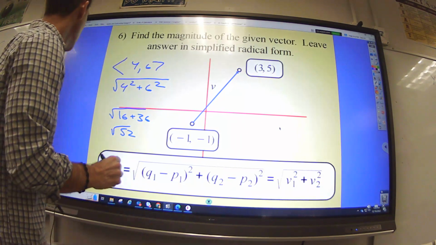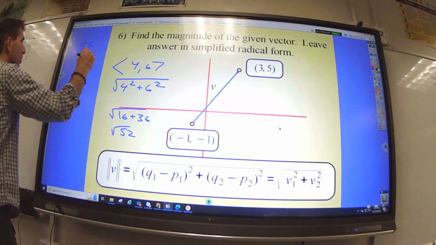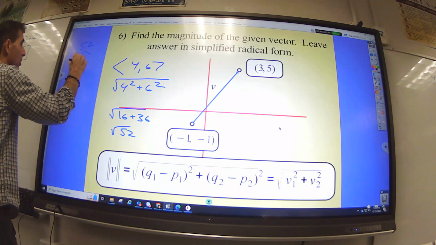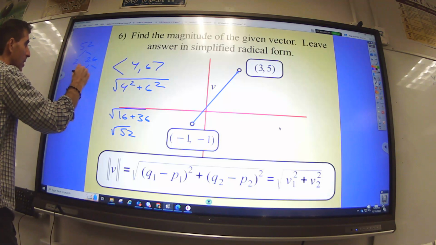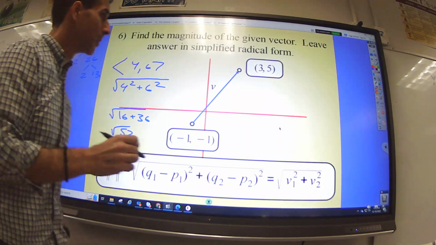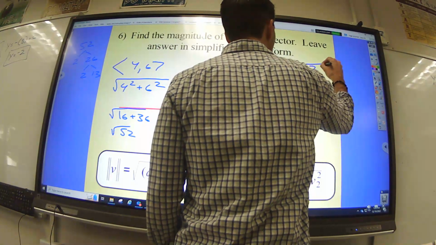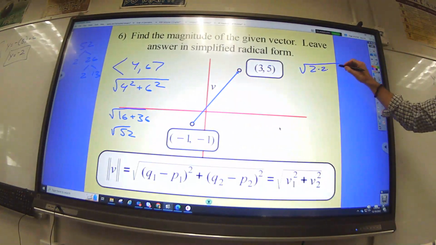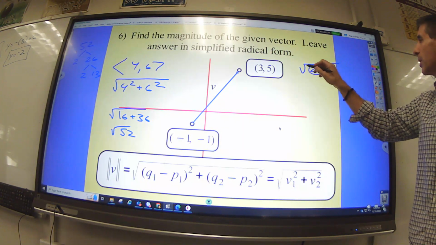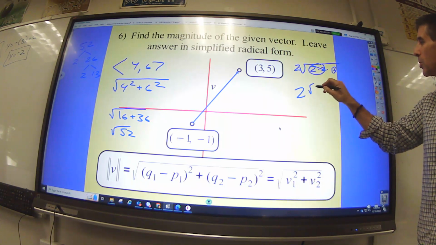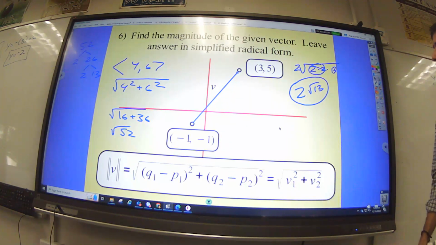Now let's find the simplified form. 52 is 2 and 26, right? 26 is 2 and 13. So 52 is 2 times 2 times 13. Who gets out of jail? Flink, flink, flink. 2 root 13. What do you guys think? No problemo?